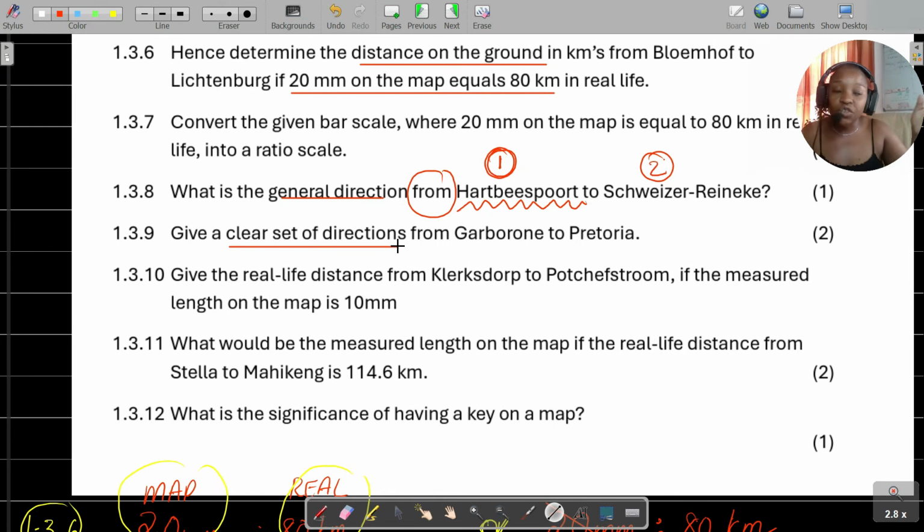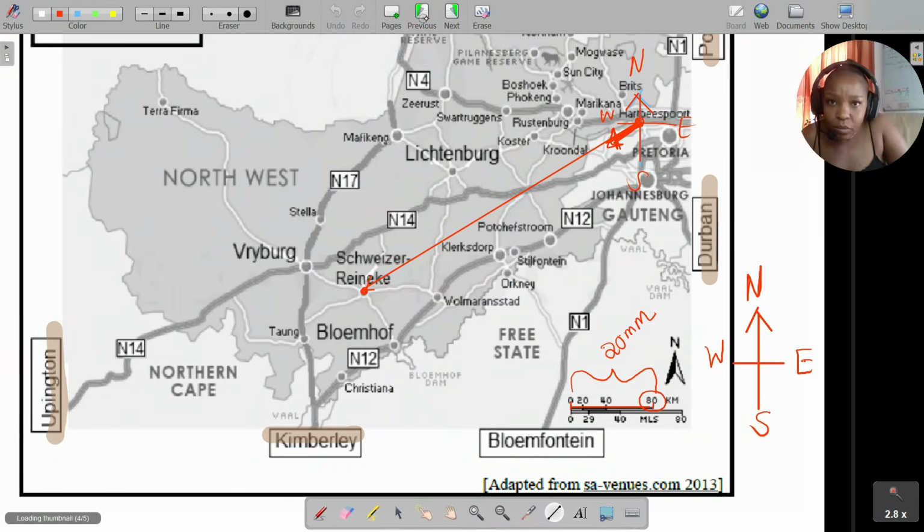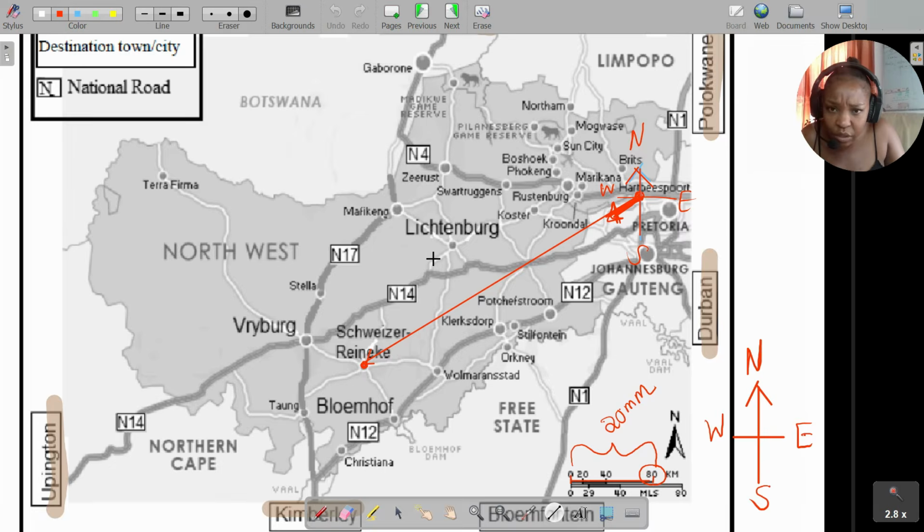So it's not a straight line distance anymore, but you need to first start off by highlighting the route that you'll take, and then from there give directions based on the route that you've highlighted. So what's a clear set of directions from Gaborone to Pretoria? So what is the clear set of directions?